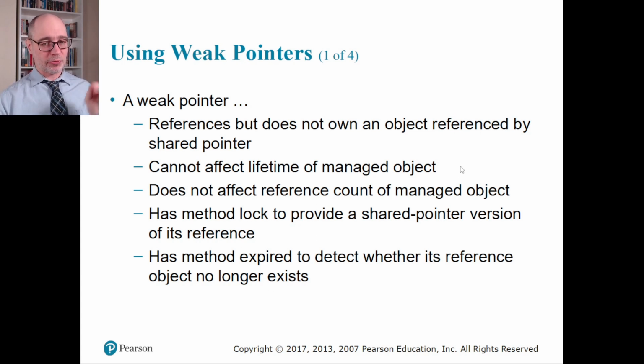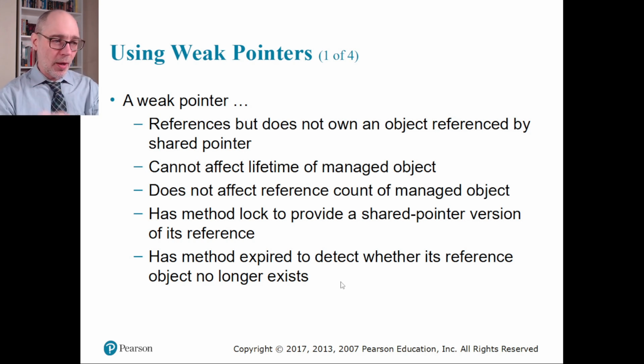So the weak pointer can't affect the lifetime of a managed object. That's what the shared pointers are for. It does not affect the reference count of the managed object. So you can look at it, but the managed counter object doesn't recognize the weak pointer as something that has control there. It has a method that you can change it to a shared pointer. So there is a method on these kinds of objects that if you decide differently and need to change it so it's like a shared pointer, you can do that. And it does have another method to test whether the object you're looking at still exists.